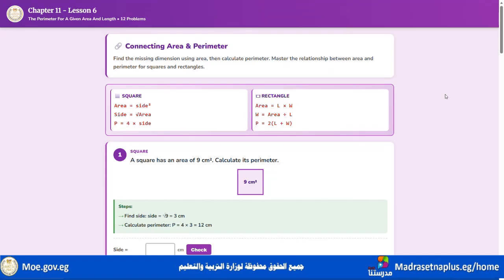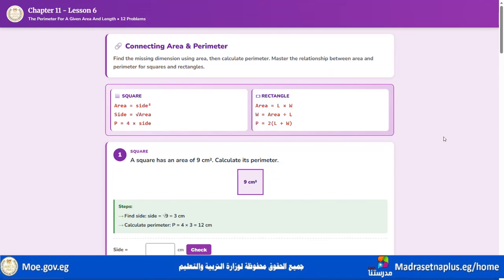Chapter 11, lesson 6, is about area and the perimeter of a square and rectangle. You should know a square is a polygon with 4 equal sides and 4 similar angles. The second polygon in our lesson will be a rectangle. A rectangle has two dimensions: one is called length and the other is called width. The length is larger than the width. From the previous term, we studied the perimeter and the area of both of them. Let's revise.